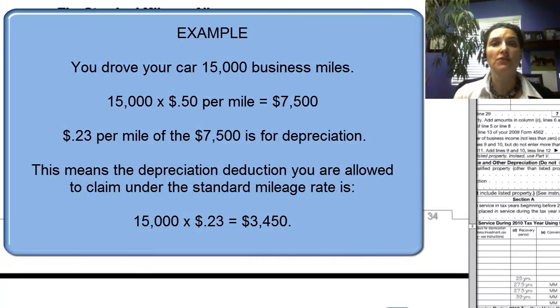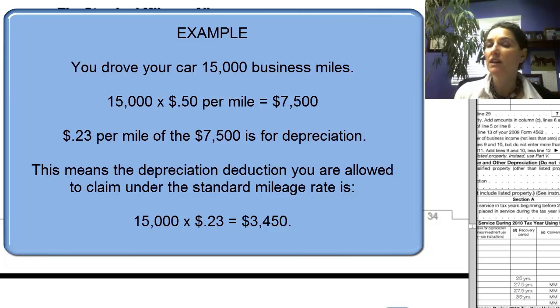But if you drove your car 15,000 business miles during the year, how would you figure your deduction? You would go 15,000 business miles times 50 cents a mile, and that would give you a $7,500 deduction. And of that $7,500 deduction, 23 cents per mile is for depreciation. So 15,000 times 23 cents gives you $3,450 of allowed depreciation on that car in the first year.